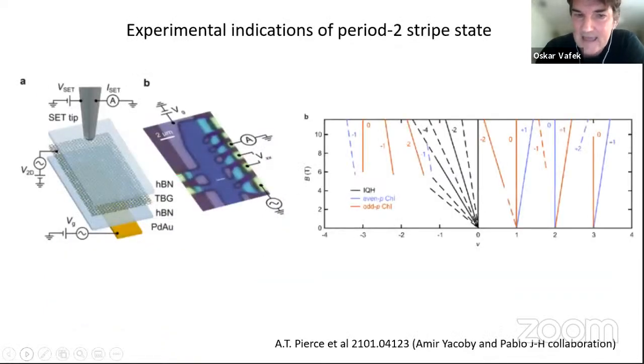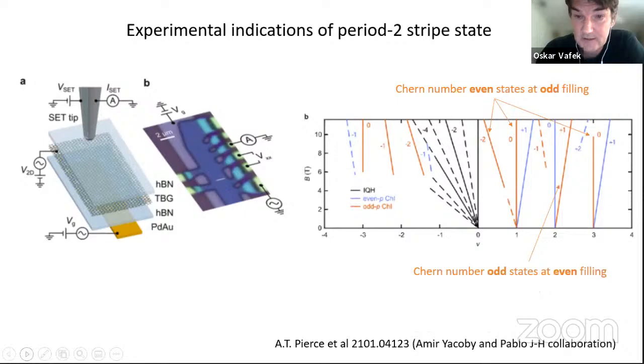Now, finally, I'd like to say that there was a recent experimental report by Amir Yacoby and Pablo Jarillo-Herrero's collaboration, where they saw signatures of states which had this doubling of the unit cell, broken translational symmetry.